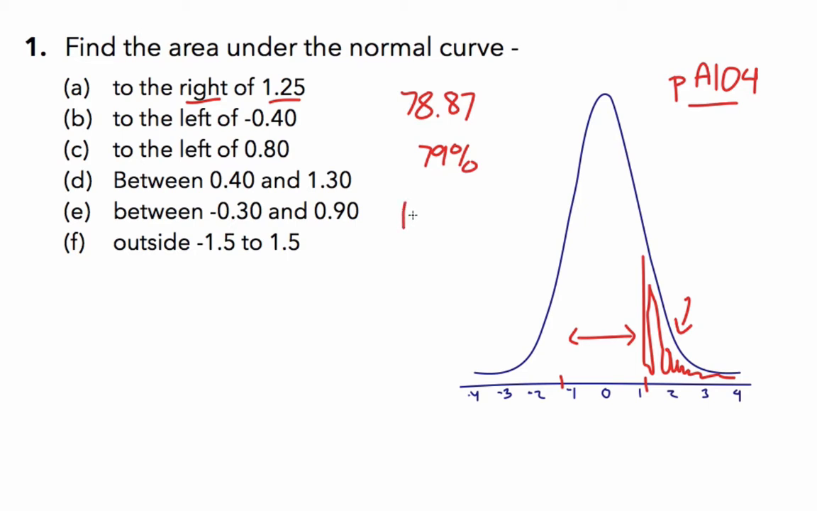So we can take 0.79 and subtract it from 1, which gives us 0.21. This gives us the total area outside of plus or minus 1.25. If we were only interested in the right side of the distribution, we need to divide this number by 2, which gives us 0.105. 10.5% of the observations fall to the right of 1.25.